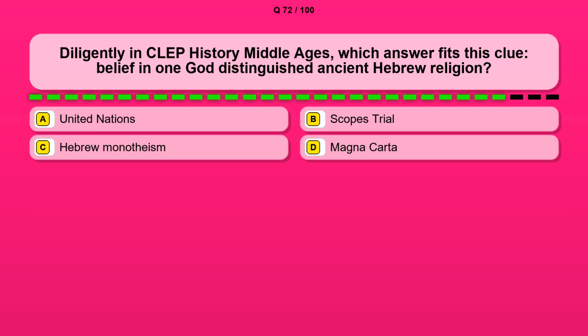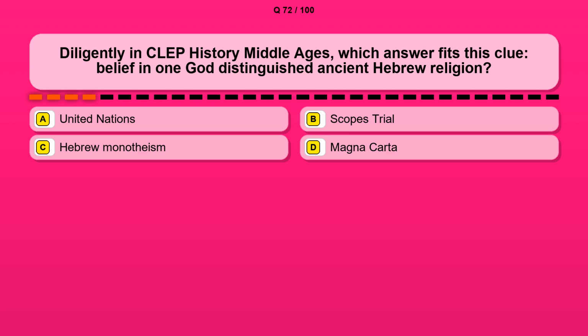Question 72. Diligently in CLEP History Middle Ages, which answer fits this clue? Belief in one God distinguished ancient Hebrew religion. Option A, United Nations. Option B, Scopes Trial. Option C, Hebrew monotheism. Option D, Magna Carta.